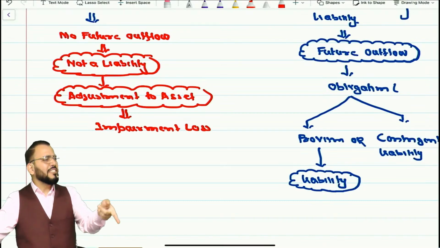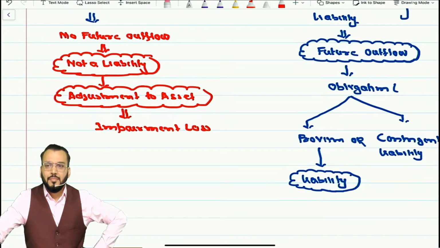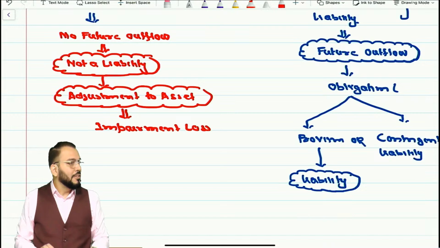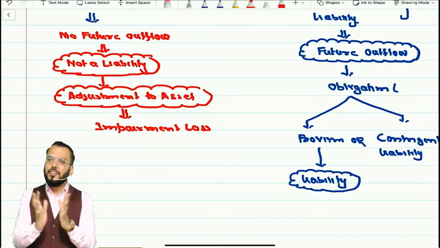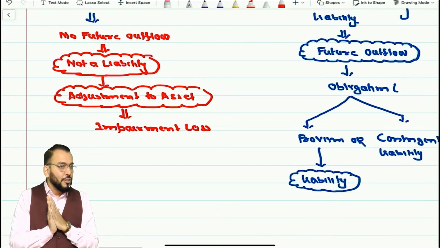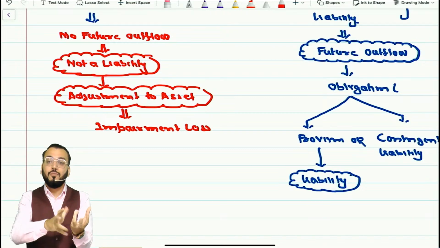However, there was one accounting standard, AS 28 Impairment of Assets, that was not in the CA Inter syllabus. But it does not mean that you have not done such accounting. I will prove that you have done that also. Impairment loss is a new term in your life. So whenever there is a decline in the value of an asset, that loss is known as impairment loss for any asset.